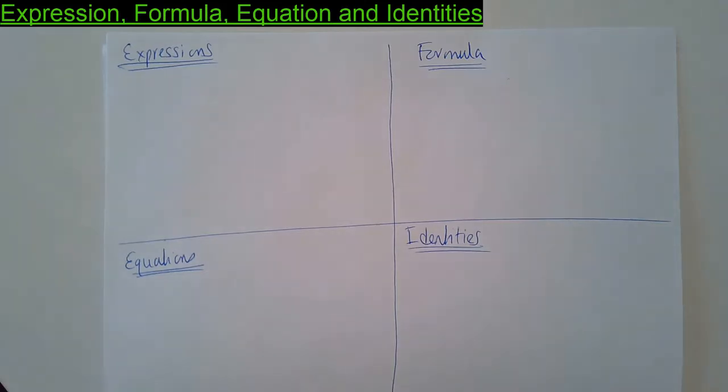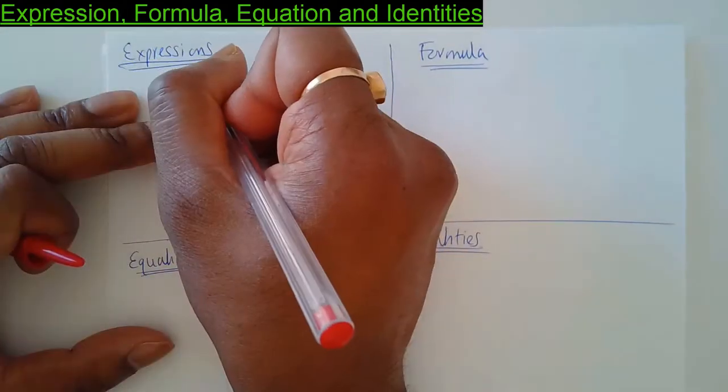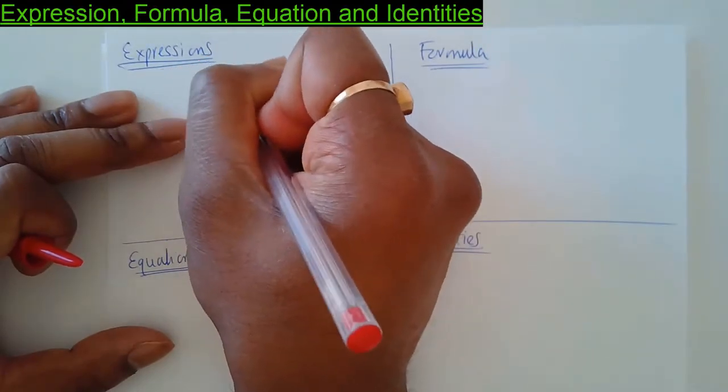I'm going to explain the difference between expressions, formulas, equations, and identities. Well, what's an expression? It won't have an equal symbol. So for example, that's an expression.